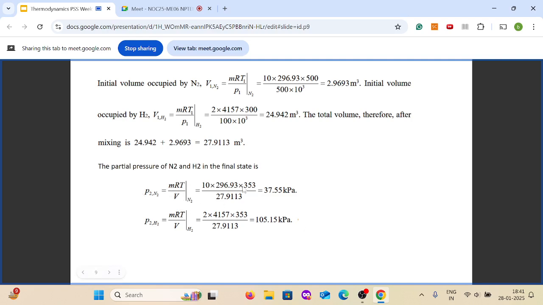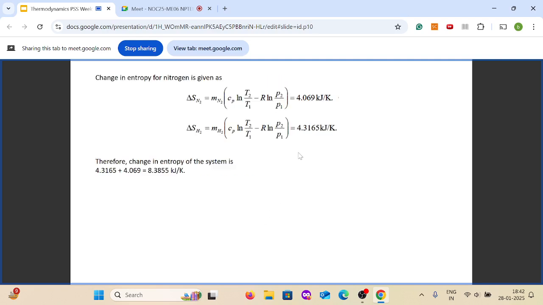We know the total volume, and we know the mass of nitrogen, R and T. Substituting that, this T is your final temperature, which is 353, which we found previously. Substituting that, we get 37.55 kilopascal. Similarly for hydrogen, this comes out to be 105.15 kilopascal. So your change in entropy comes out to be m into Cp ln T2 by T1 minus R ln P2 by P1.